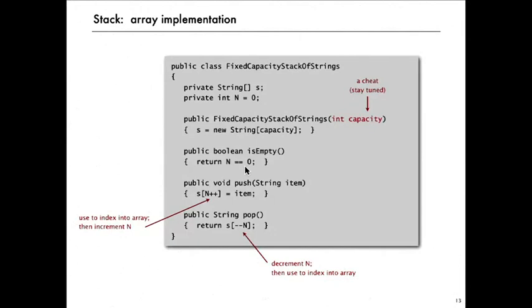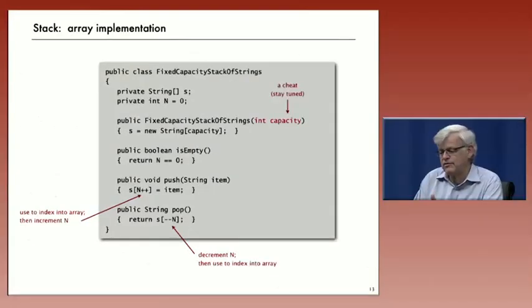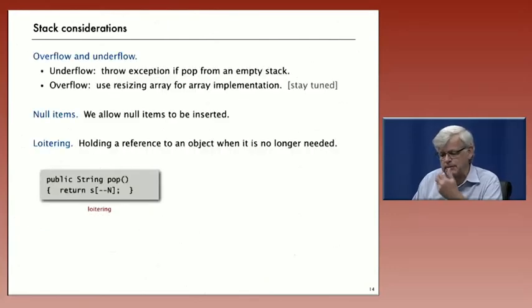To check if it's empty, we check if n is 0. To push an item, we use n to index into the array, put the item there, and then increment n. That's the shortcut in many programming languages nowadays for use the index and then increment it. And to pop, we decrement the index and then use it to return the item in the array. So each of the operations is a one-liner. And this is a fine implementation for some clients. That's the array implementation of stack, but it breaks the API by requiring the client to provide the capacity.